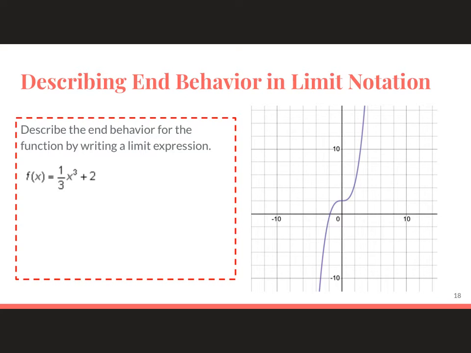So let's look at another example, right? So once again, I'm going to explore the right end behavior. So I have the limit as x approaches positive infinity of f of x. And when I look at this graph, I see that my right end behavior, I'm approaching positive infinity, right? So my limit is going to be positive infinity.